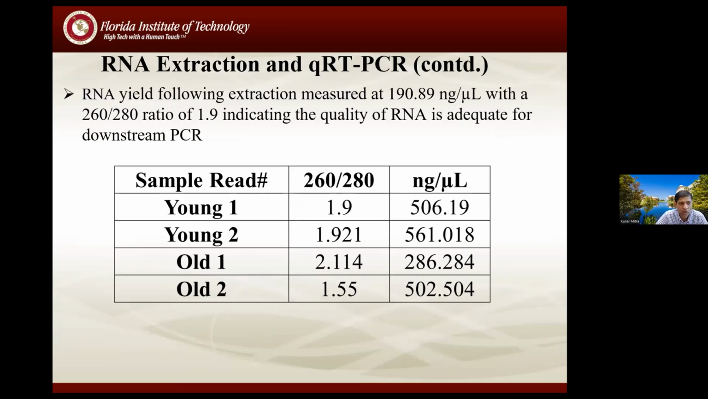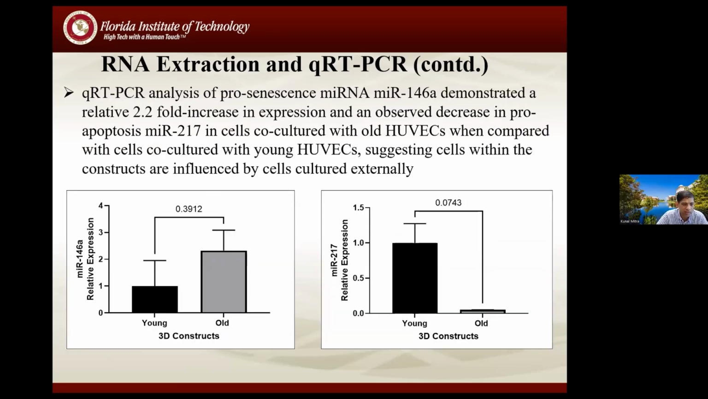And we were able to get a good RNA yield, as you could see from this data, young and old. And then what you saw is interesting, which we wanted to see: the microRNA expression with older cells was increased, which is expected, because these are the results people have shown in animal studies. These pro-senescence microRNAs showed a 2.2-fold increase in expression, and this particular microRNA 217 showed a decrease in expression when cultured with old HUVECs versus young HUVECs. When I say old, it means irradiated.